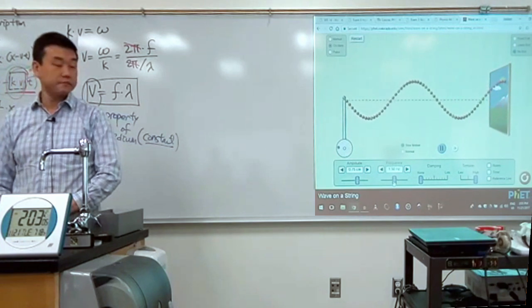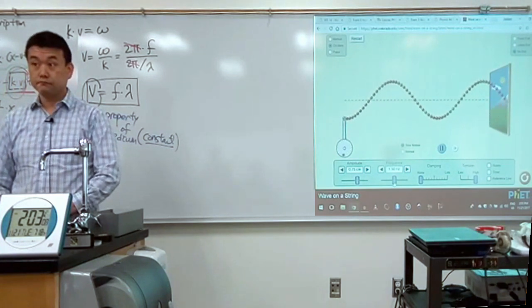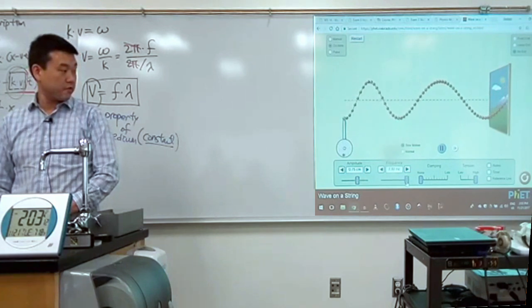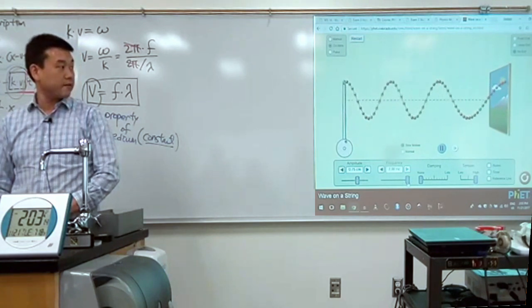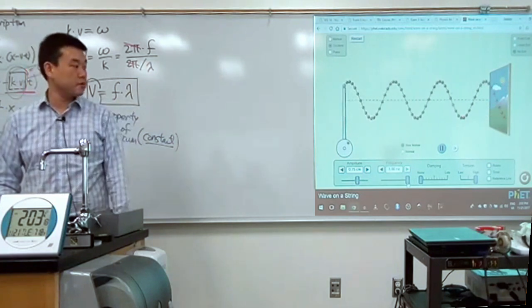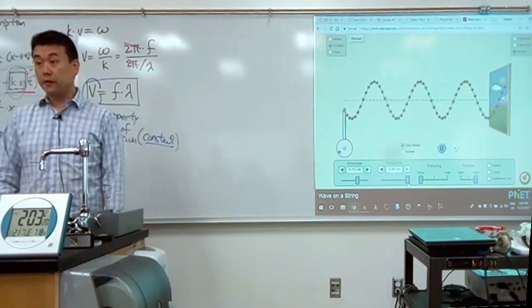Decrease down to how much? Half, right? Okay, let's try that. Double the frequency, 3 hertz. And yeah, wavelength decreases down to half. So this is one of the important properties of a periodic wave.